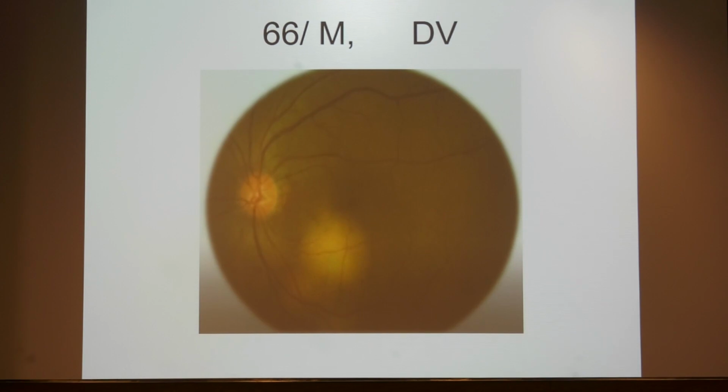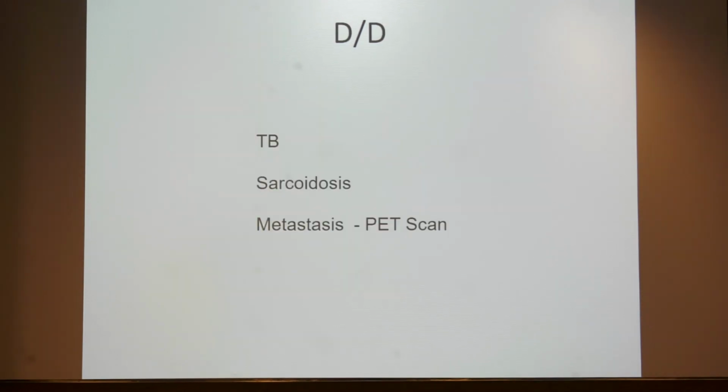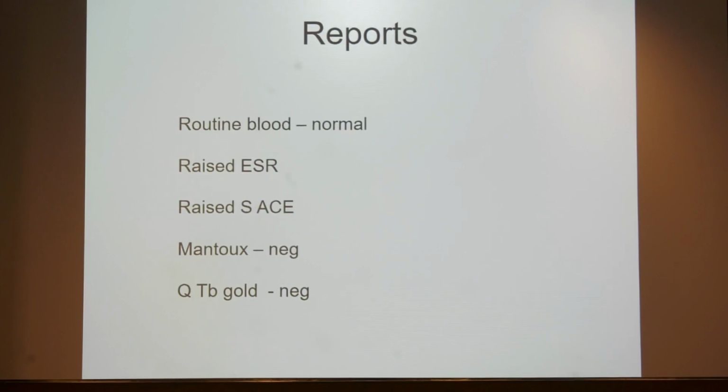Now we've come to choroiditis, a 66-year-old male with diminution of vision, and he had a choroidal nodule. Again, TB, sarcoid, and at this age, we would think about metastasis as well. So again, we would do all tests for TB and sarcoidosis.